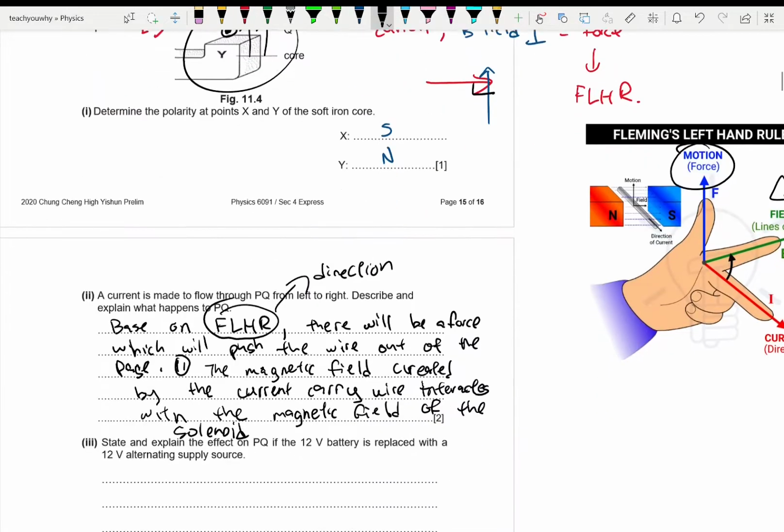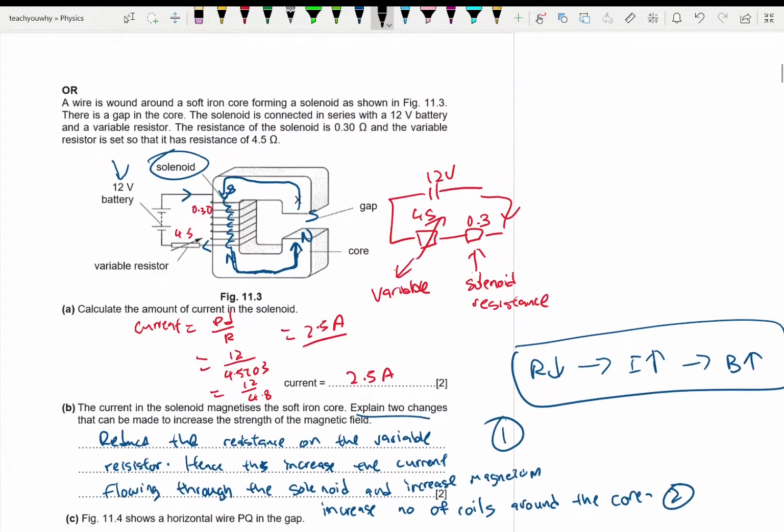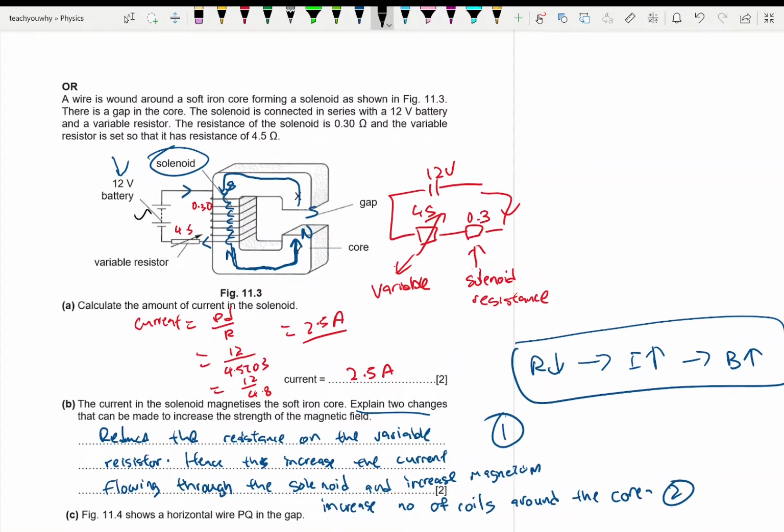Alright, that's all. State and explain the effect on PQ if the 12 volt battery is replaced with the 12 volt AC supply. Now, what is AC supply or alternating supply? Alternating means it will go left and right. So by right, if you change this to an AC, we wouldn't have a fixed direction. So what we will see is that the direction will change left, right, left, right, left, right.